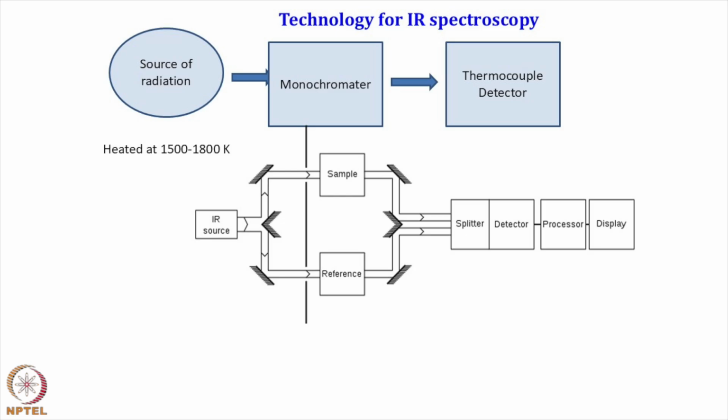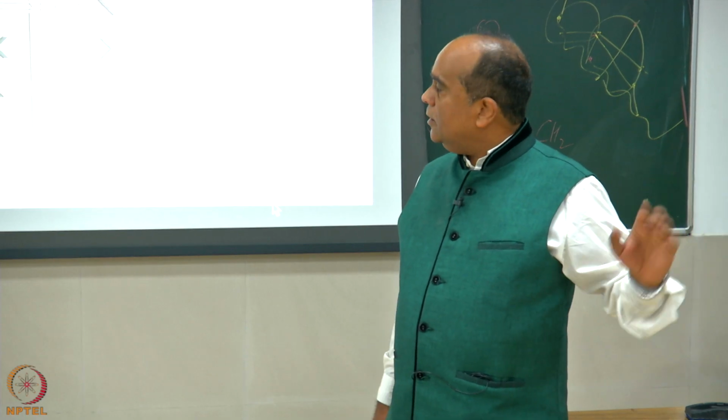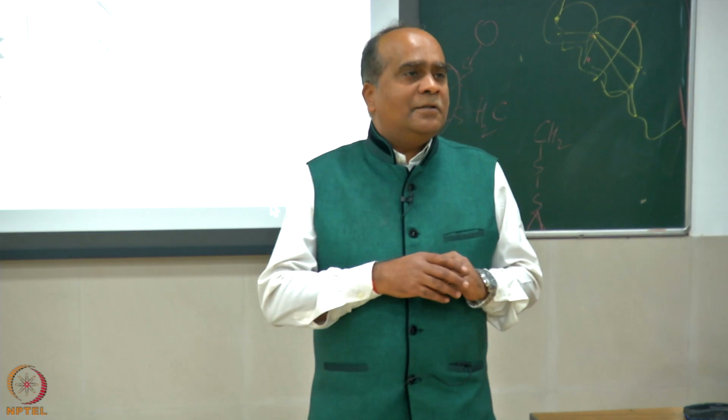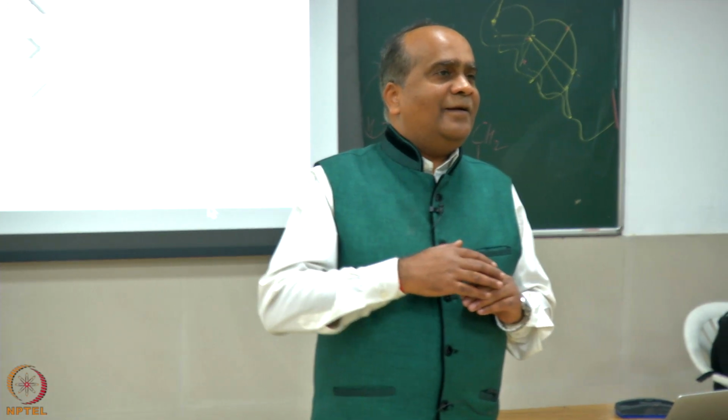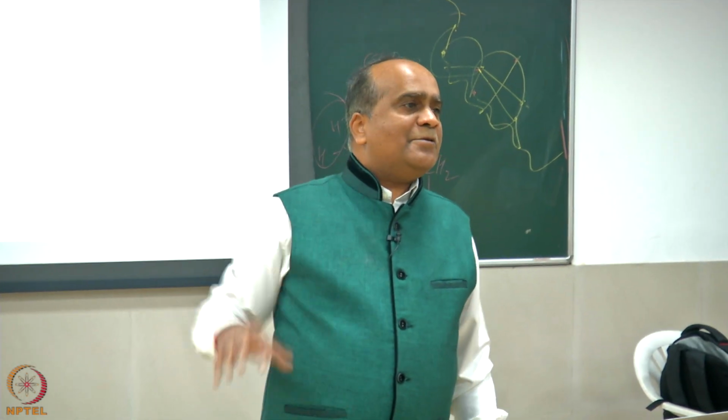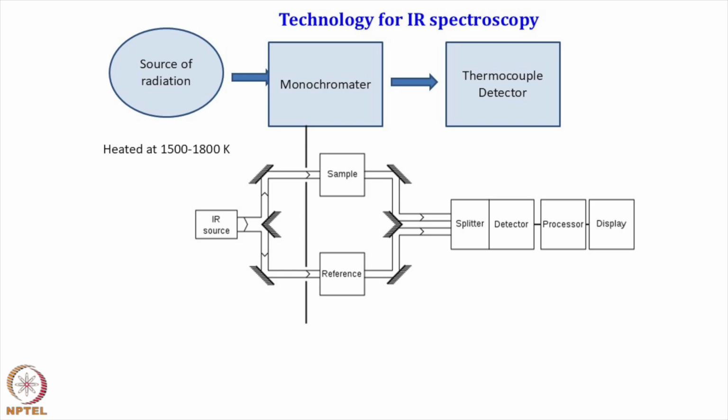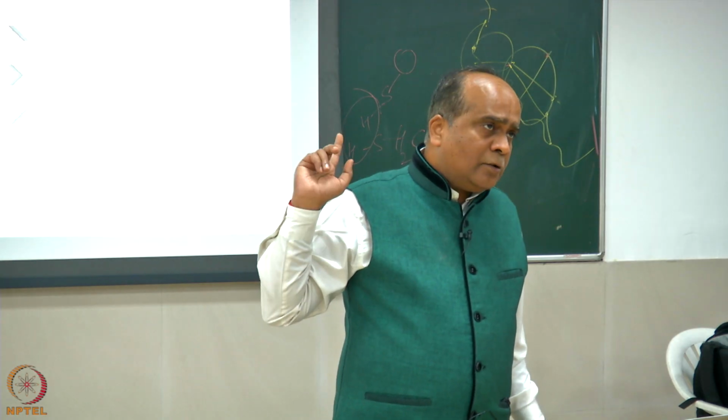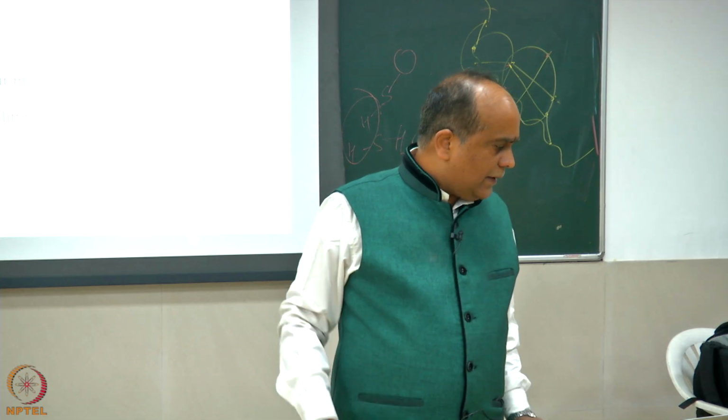Like any other spectroscopy, you have a source of radiation. Your radiation will be IR radiation, infrared radiation. Infrared comes if you heat some wire very high, then it gives you infrared. You have a monochromator, then a sample cell: IR source, sample cell, splitter, detector, processor and display. So essentially that is the simple concept. The only thing is your source of radiation is infrared.